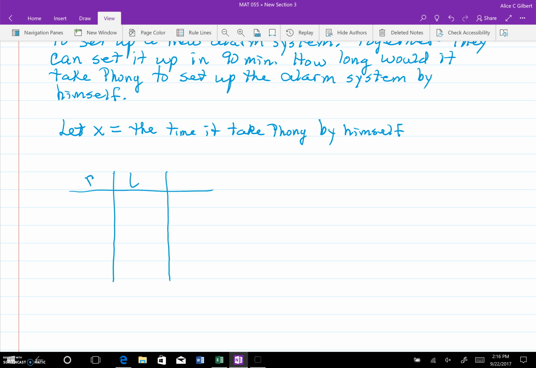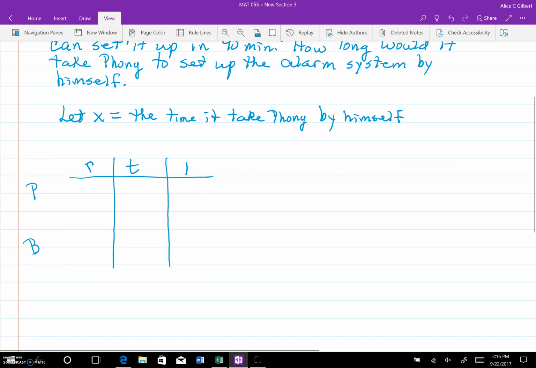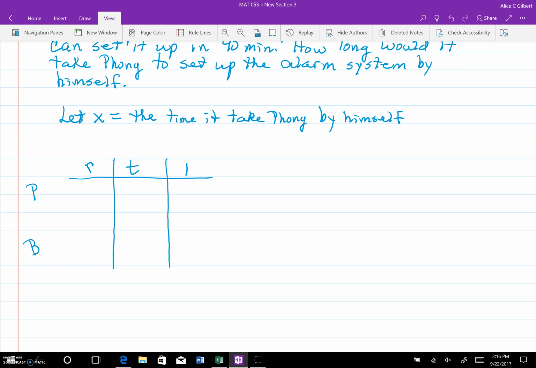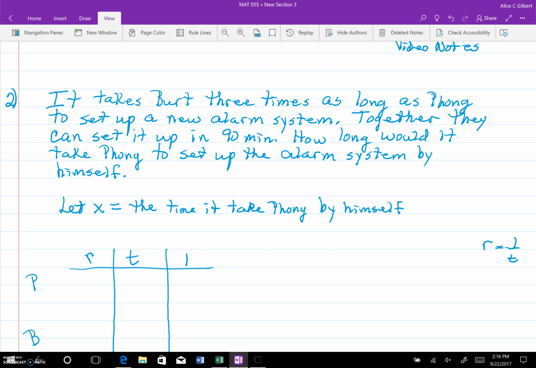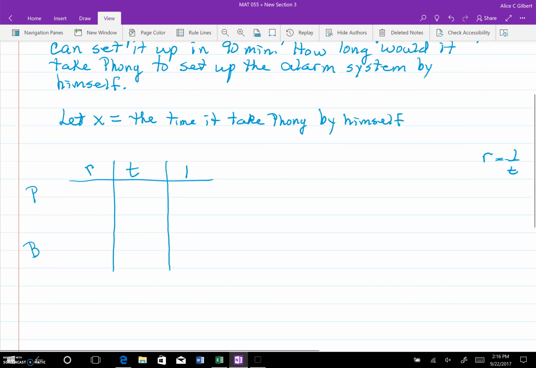Rate times time, remember that's time together, equals 1 job accomplished. I've got Fong and I've got Bert. So I know that, and remember rate is always 1 over time, and it takes Fong x amount of time. So 1 over x.